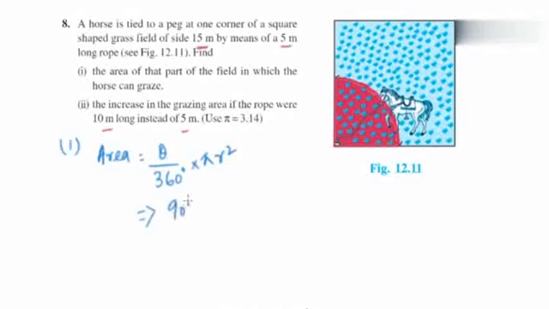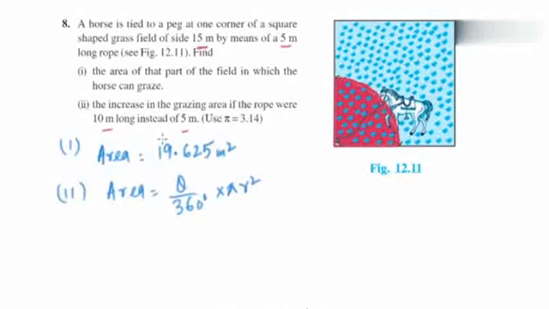So it will be 90 degree divided by 360 degree multiplied by 3.14, and the length of the rope is given, that is 5 meter, which is basically the radius. And on solving this, we'll get the area as 19.625 square meter.